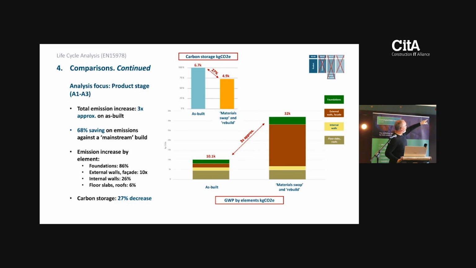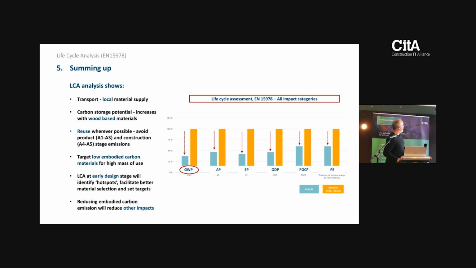And then in terms of carbon storage, we would have reduced our amount of carbon storage. So we would have increased our embodied carbon and we would have reduced our carbon storage by a poorer specification. And by the way, when you look at your global warming potential, the one on the left there, and how you can reduce that, you're generally naturally reducing all the other environmental impacts at the same time.